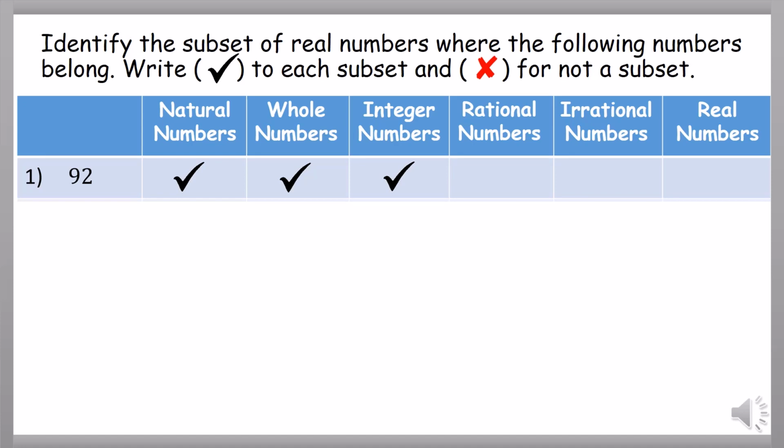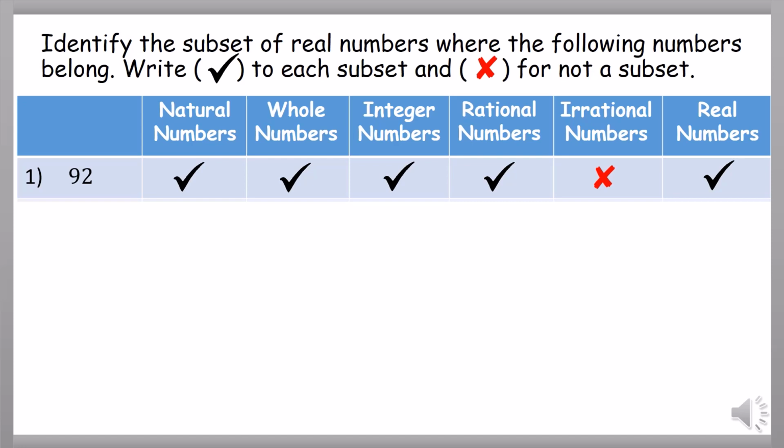Next, does 92 belong to the rational numbers? The answer is yes, since it is an integer. Is 92 an irrational number? The answer is no, since it can't be expressed as a fraction or ratio. Okay, next, is 92 a real number? The answer is yes, since it is a rational number, therefore it is a subset of the real numbers.